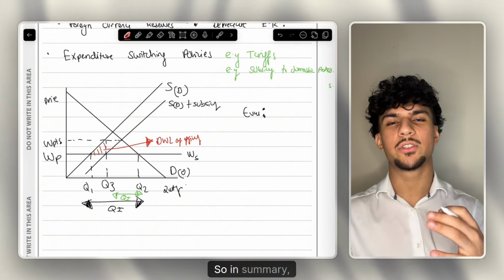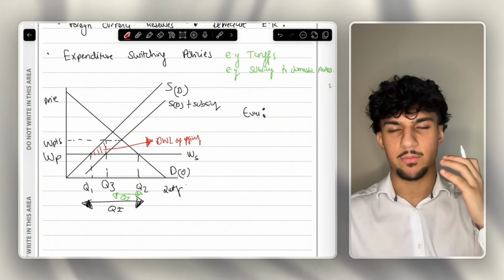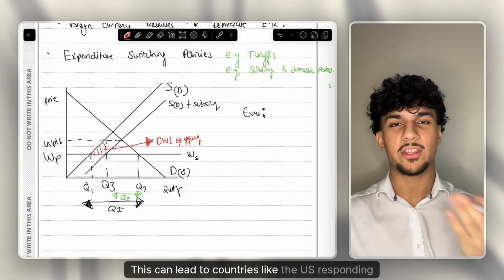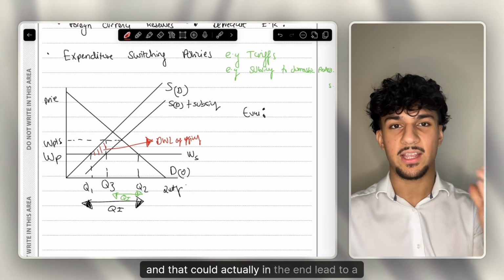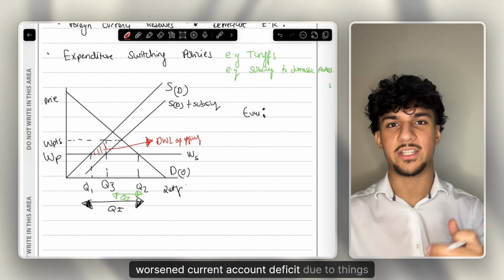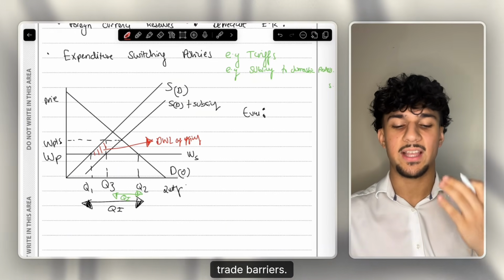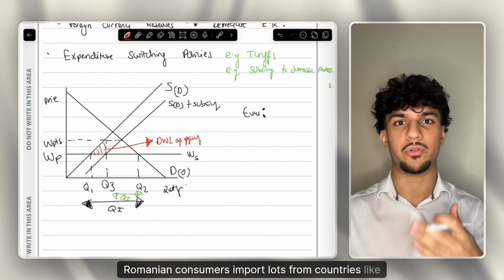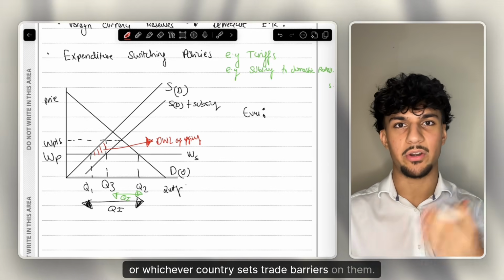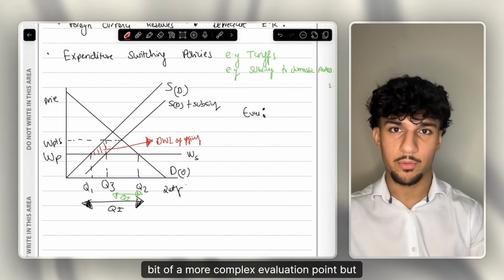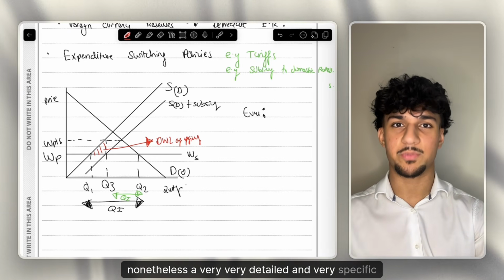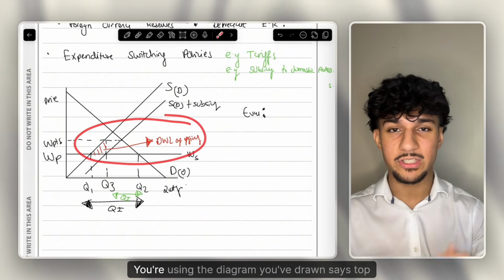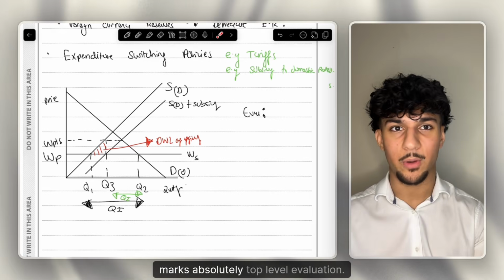So in summary, by the EU subsidising its Romanian farmers, it distorts the theory of comparative advantage. This can lead to countries like the US responding, and that could actually, in the end, lead to a worsened current account deficit due to things like tariffs and trade barriers, if, for example, Romanian consumers import lots from countries like the US or whichever country sets trade barriers on them. So there's a bit of a more complex evaluation point, but nonetheless a very detailed and very specific evaluation point. And of course, you're using the diagram you've drawn, so it's top marks, an absolute top level evaluation point.